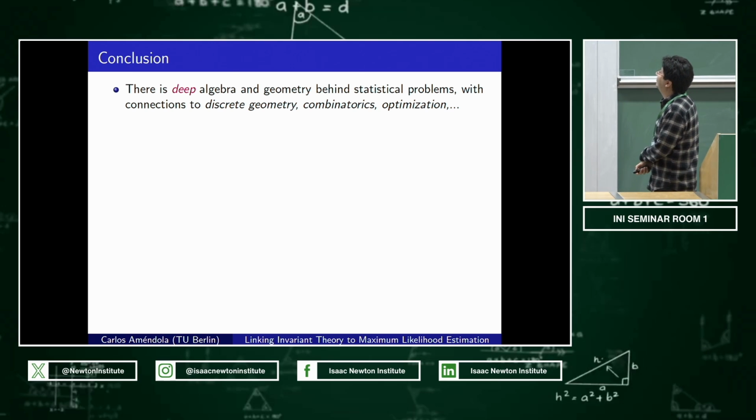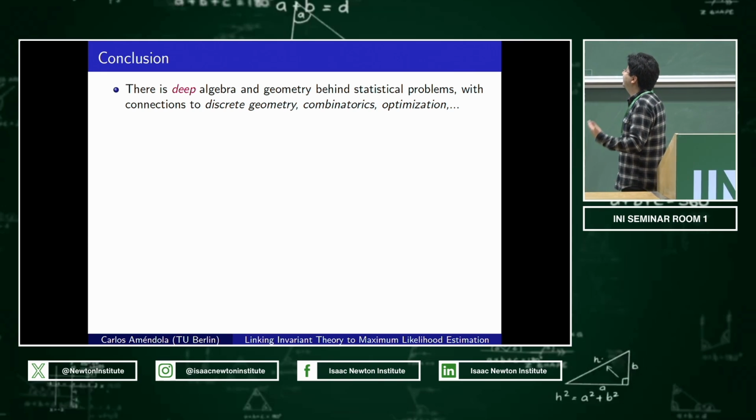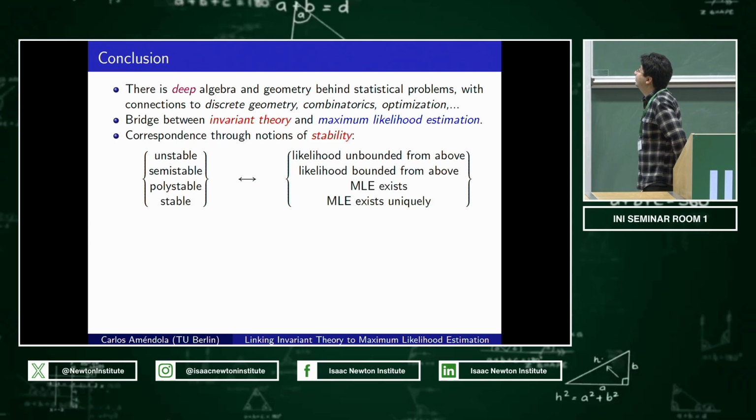My main message is that there is deep algebra and geometry that you can find behind statistical problems, and many things come in: discrete geometry, combinatorics, optimization, and in particular, I told you about the bridge between invariant theory and ML estimation, and this is the takeaway, I would say.